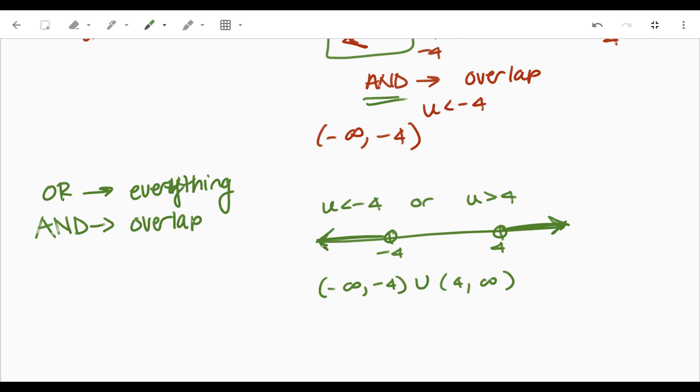Now, if we had u is less than -4 and u is greater than 4, there's no number that's less than -4 and greater than 4. So you use this notation that is called the empty set. There is no solution there. You cannot tell me a number that's less than -4 and greater than 4.